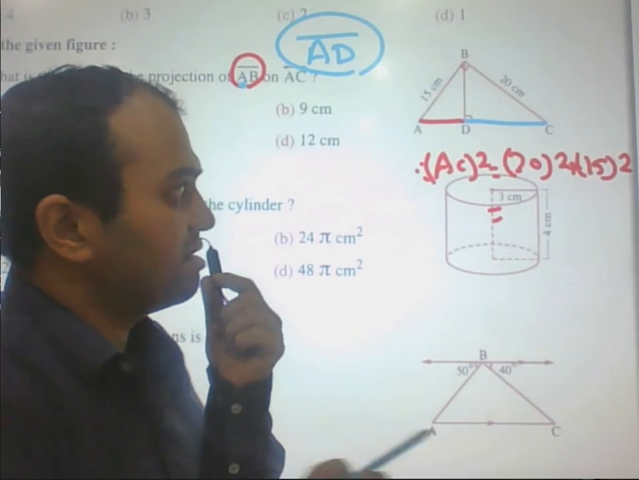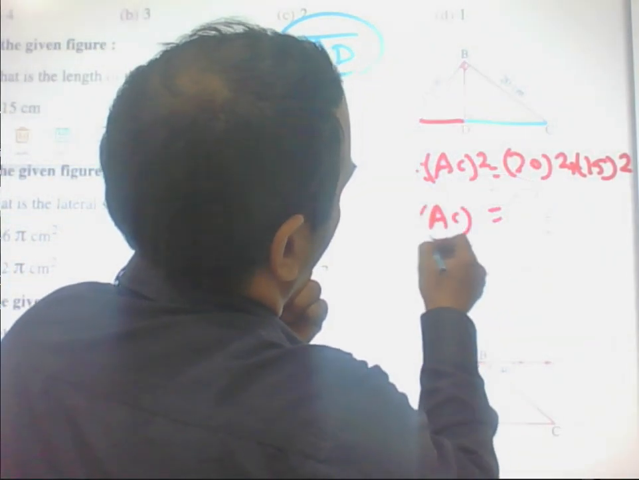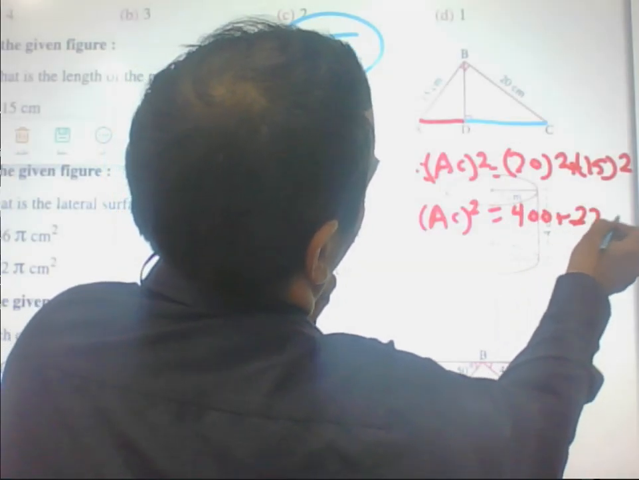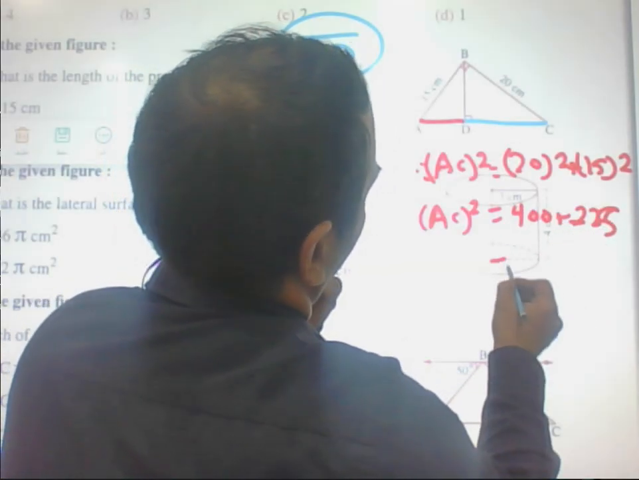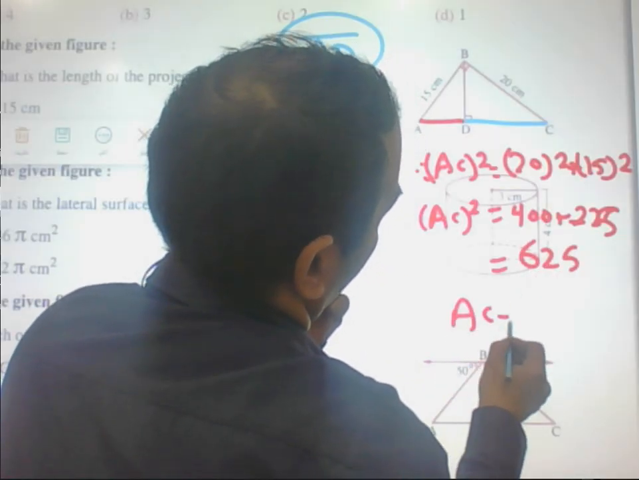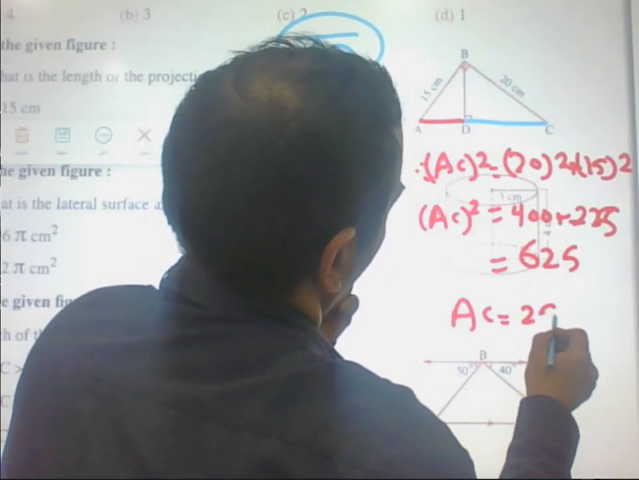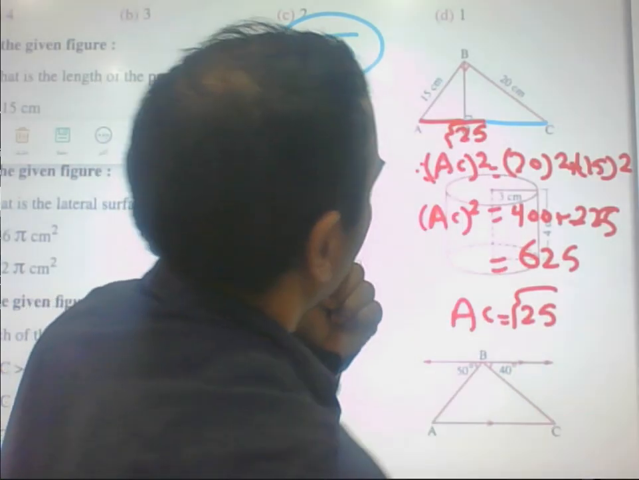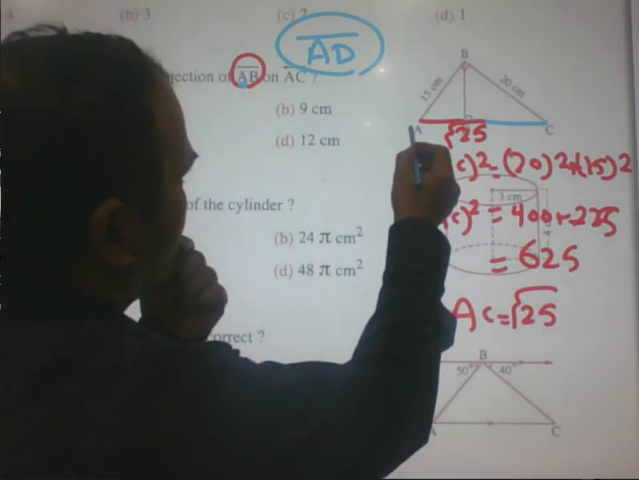We will find AC. AC power 2 is equal to 20 power 2, it will be 400, plus 15 power 2, 225. Then we can collect. The result will be 625. Then AC equals square root of 625. It will be 25 centimeters. Then the line segment AC will be 25 centimeters.